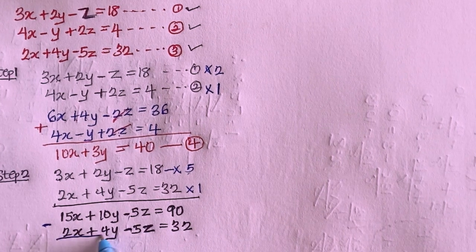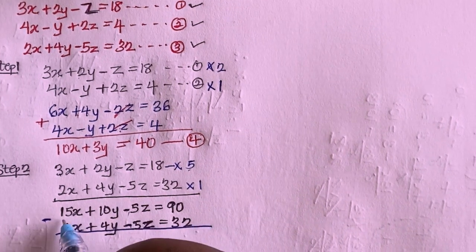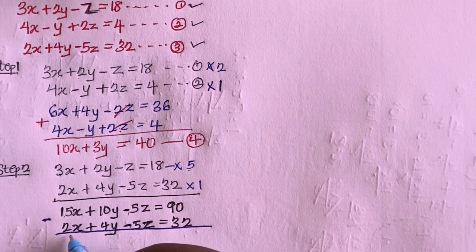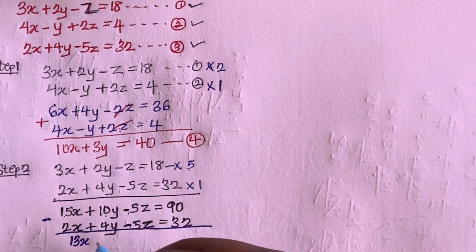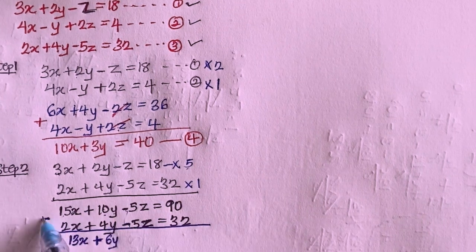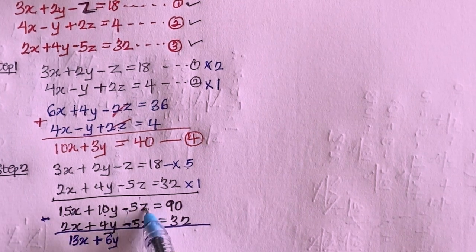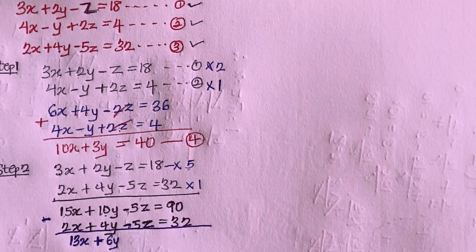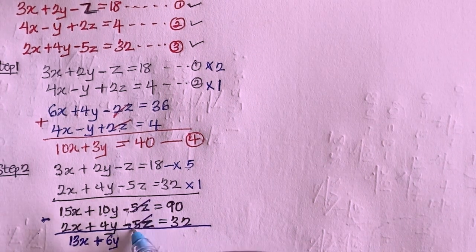So that means you can subtract it. So subtracting, 15x minus 2x, that's actually 13x, right? Then 10y minus 4y, that's actually what? Plus 6y. Exactly. Then the next thing, minus 5y, minus is plus 5, minus 5z, minus is actually plus 5z. This and this will cancel out.